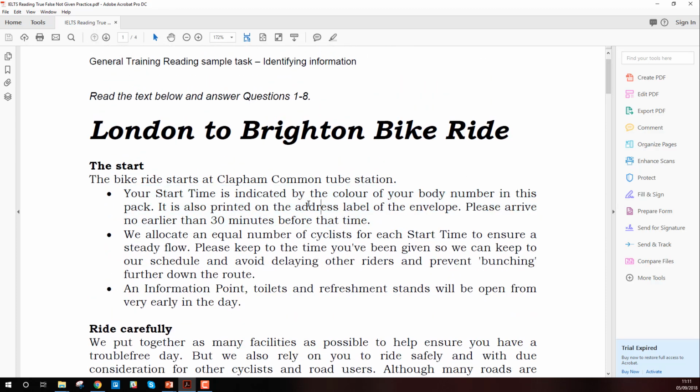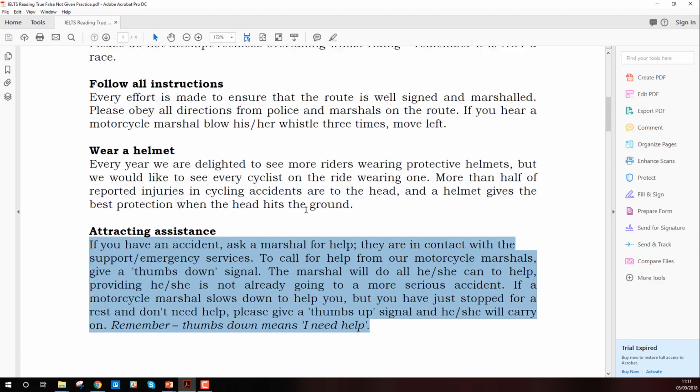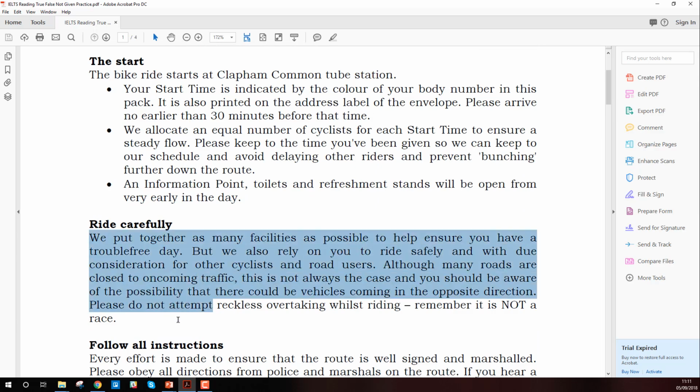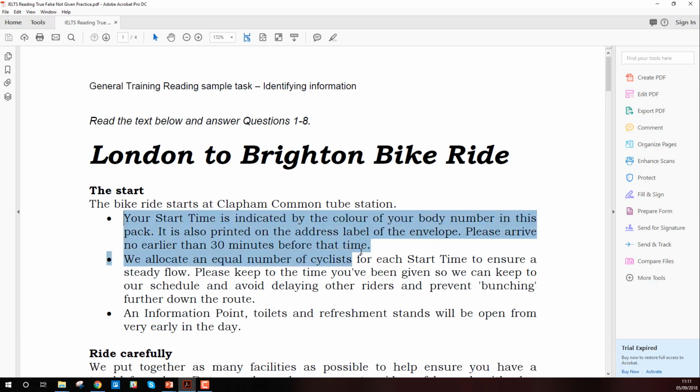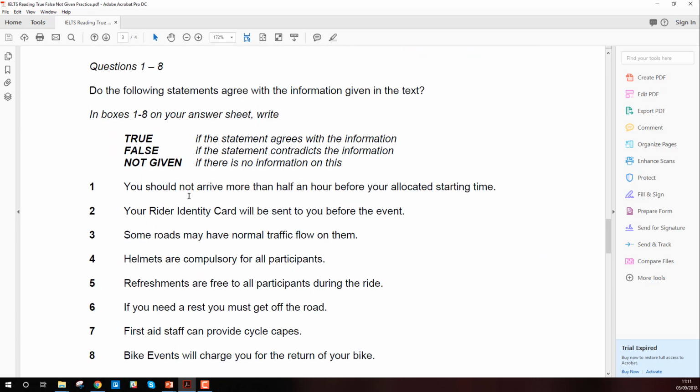Okay, so we've got the starting position. This is important because remember the answers appear in the same order as the text. So this is your starting point. You do not need to read behind this. Okay, it's at the start of the text, but sometimes it might be in the middle, or it might be in the second paragraph. This is here. So next what we need to do is we've located it. So now we need to go back and have another read of this. You should not arrive more than half an hour before your allocated starting time.